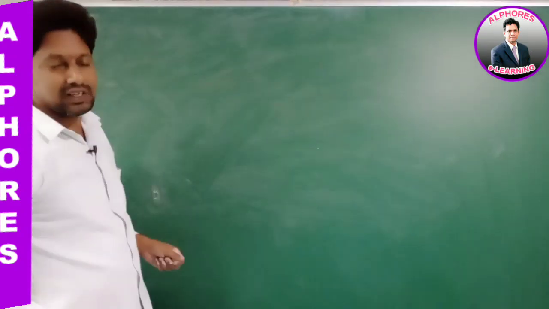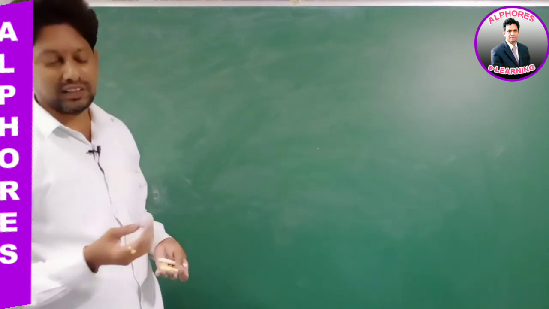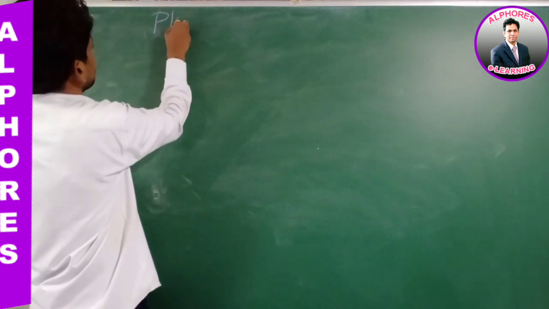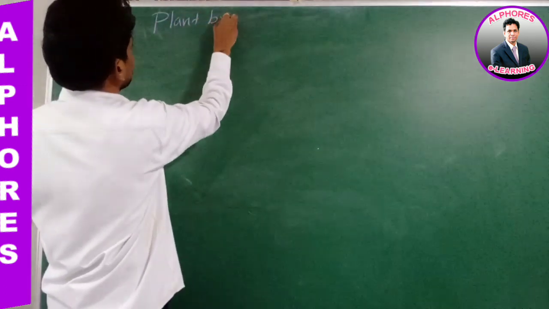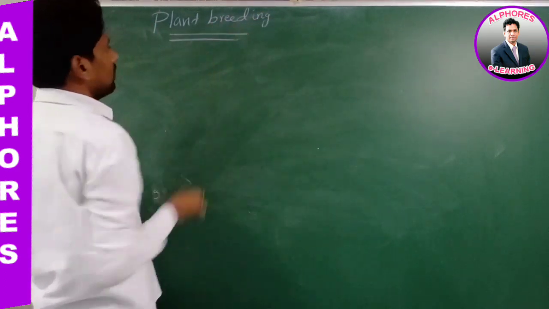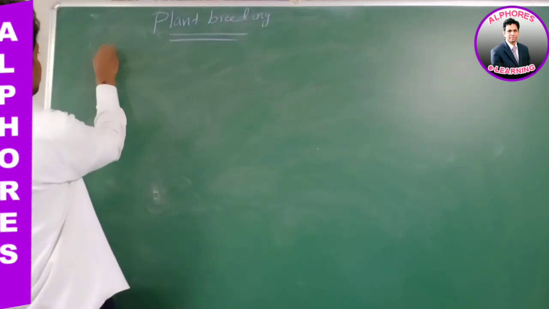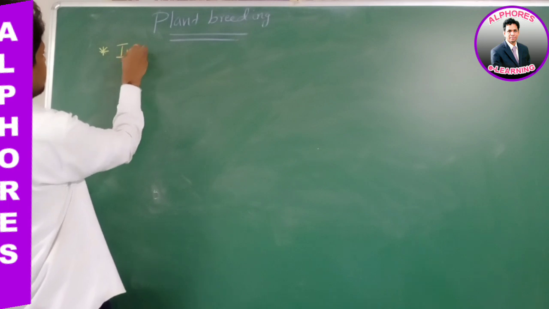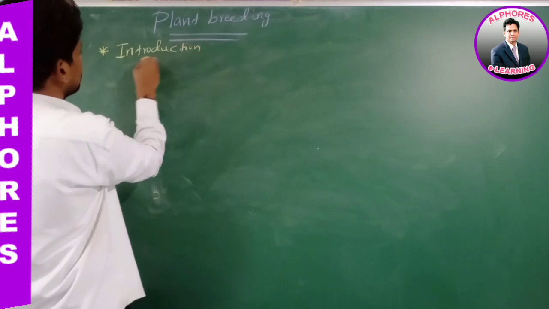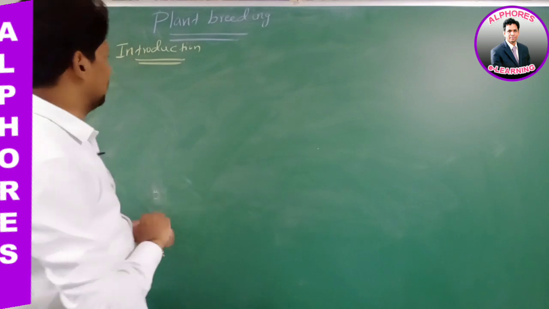With this we completed microbes in human welfare. Now we are going for the next chapter, that is plant breeding. Plant breeding. Go for introduction. Introduction. Traditional farming.